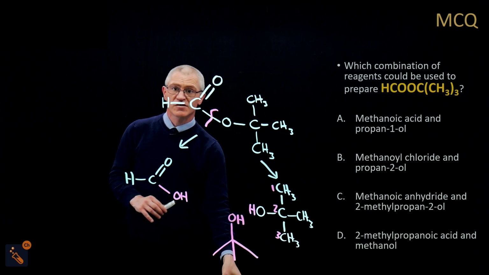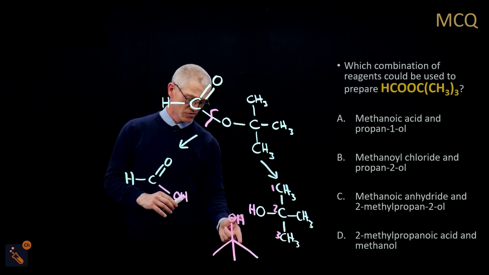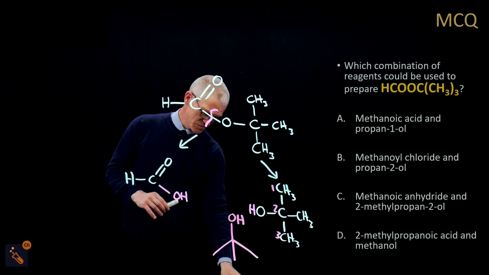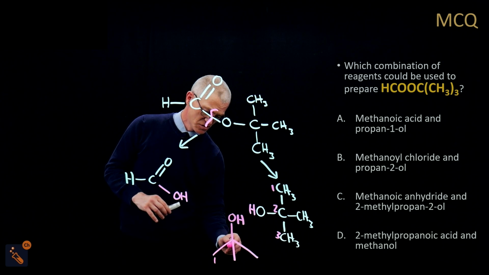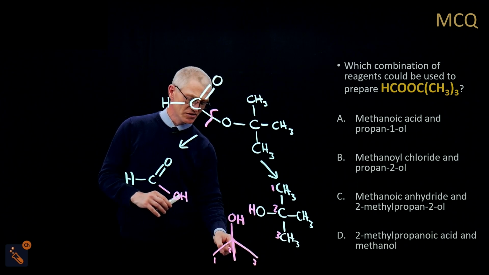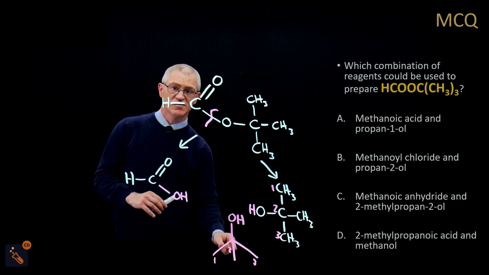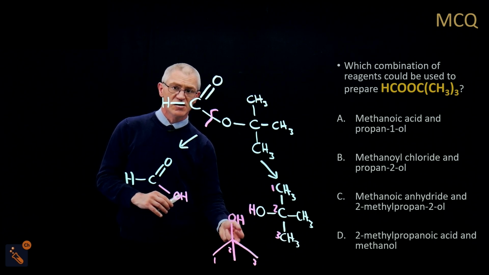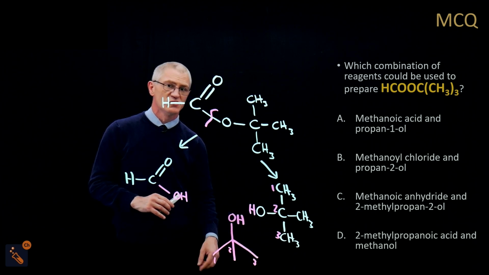So we have our compound. A bit easier to name now because I can then say this is 1, 2, and 3. So this is 2-methyl. There's a methyl coming off the bottom there. Propan, because there's a chain of 3. 2-ol. So 2-methyl propan-2-ol.